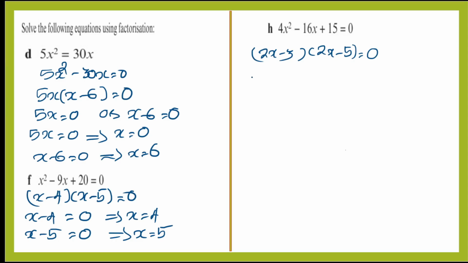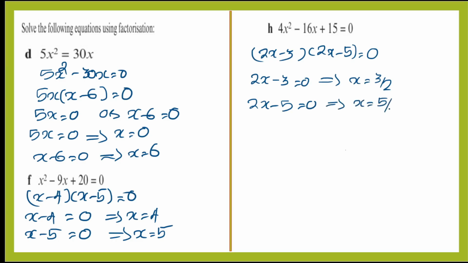Now 2x minus 3 equal to 0 implies x equal to 3 by 2. Then 2x minus 5 equal to 0 implies x equal to 5 by 2. And x equal to 3 by 2 and x equal to 5 by 2 are the solutions of the equation.